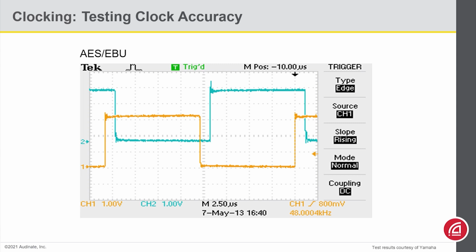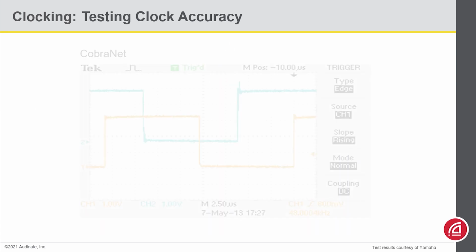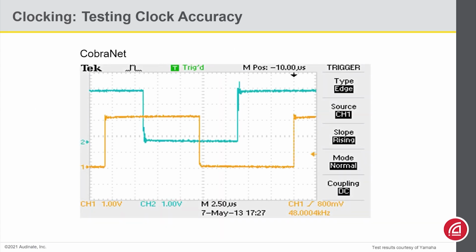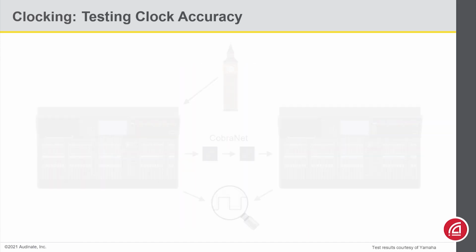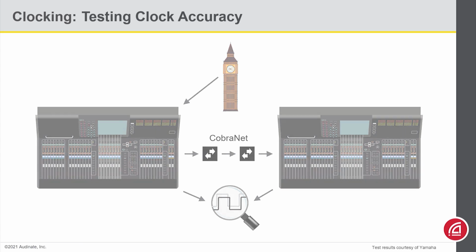Now we see the propagation delay. Okay, what if we have the second console follow the first using CobraNet? Again, we see the propagation delay. All right, what if we have 2 network switches between the consoles instead of 1?